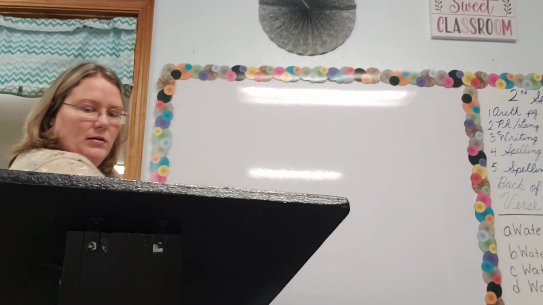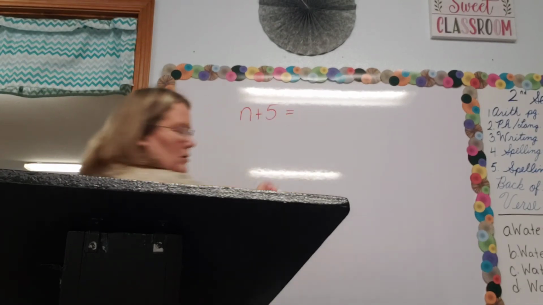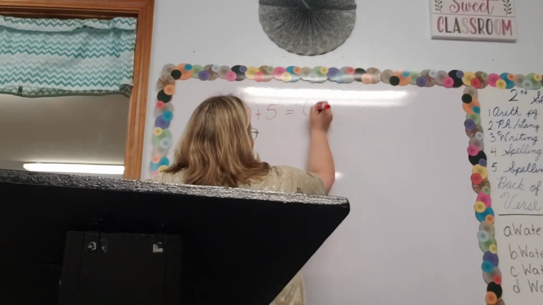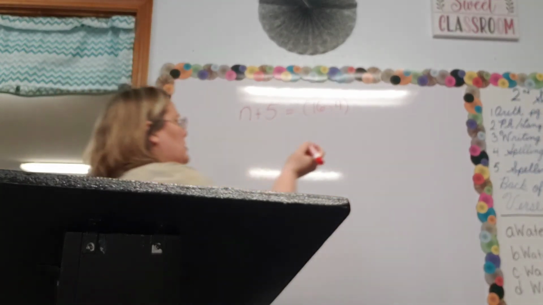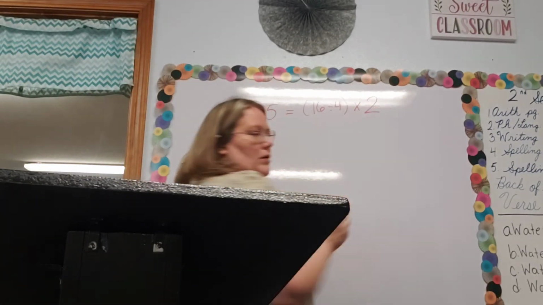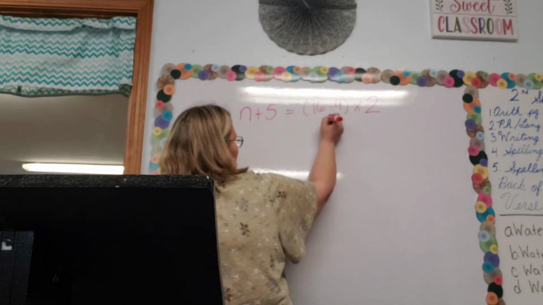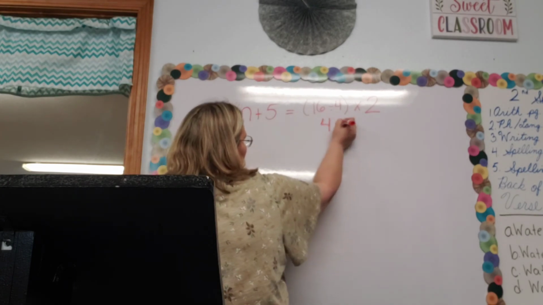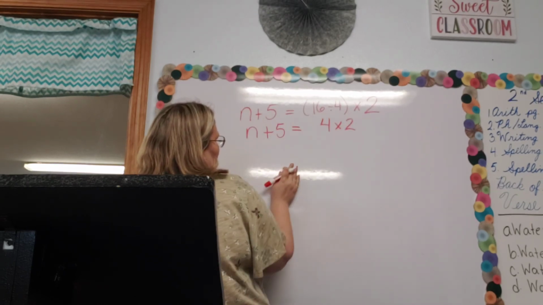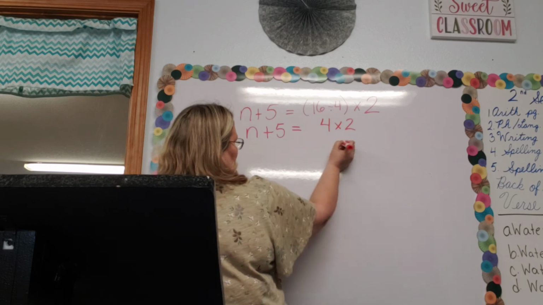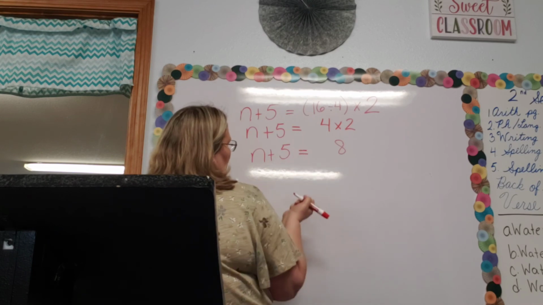Okay, we have n plus 5 equals 16, parentheses, 16 divided by 4 times 2. All right, so the first thing we have to do is solve for our parentheses. So 16 divided by 4 is 4. Then we do 4 times 2. So n plus 5 equals, see how they're lined up, 4 times 2. Well, 4 times 2 is 8. So n plus 5 equals 8.